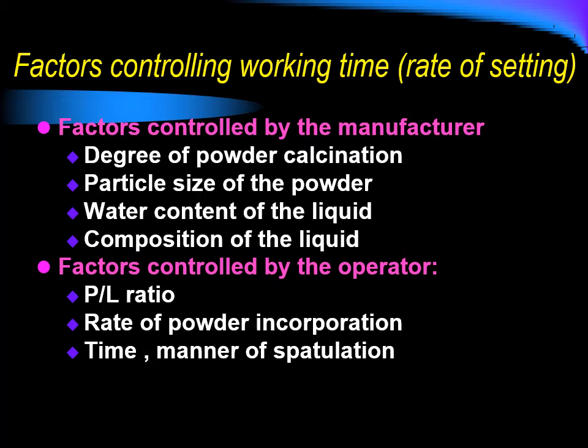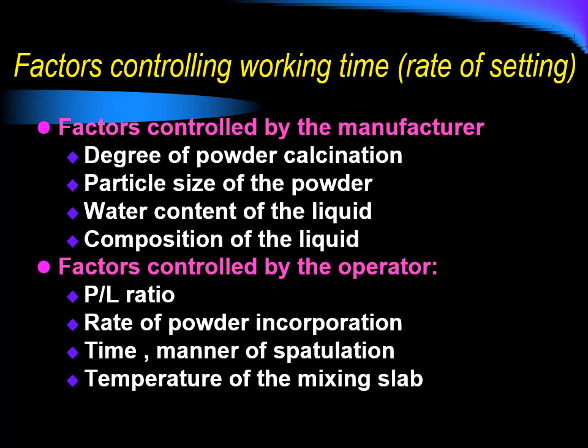The manner of the spatulation must be increment by increment to reduce the rate of the reaction, and it must also be done over a large area of the glass slab. The temperature of the mixing slab: the cooler the glass slab, the longer the working time, because it will absorb the heat evolved from the reaction.